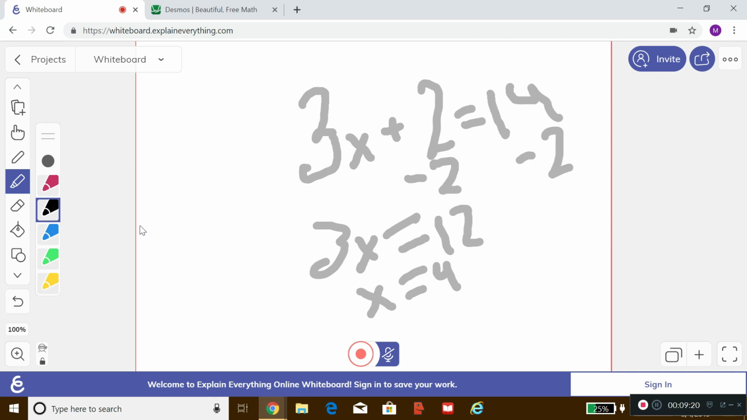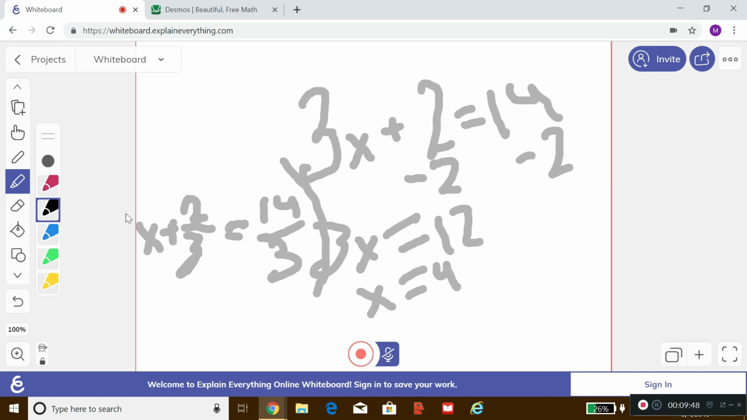Divide both sides by 3 first, we will get x plus 2/3 equals 14/3. Let me just separate this from the rest. So, x plus 2/3 equals 14/3. Let's try this again.